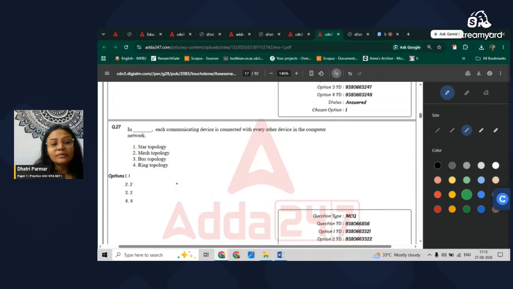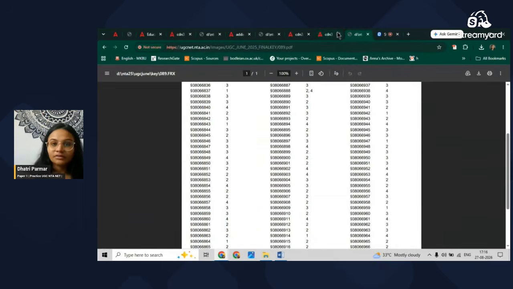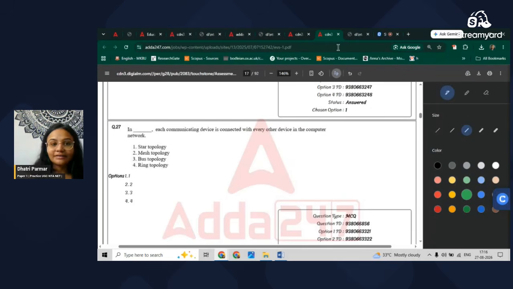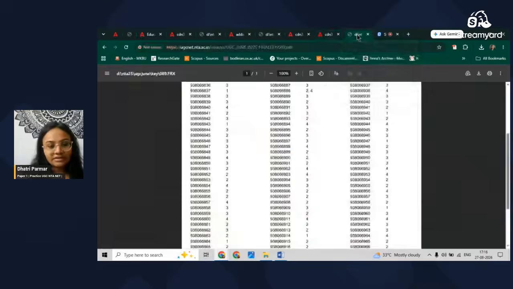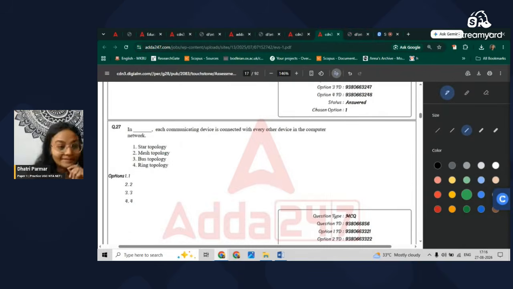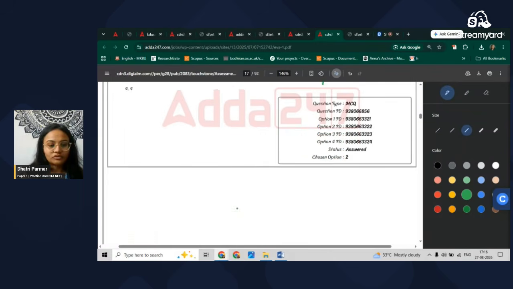In blank, each communicating device is connected with every other device in the computer network, and as far as I know, it is star. Just a minute, let me cross check. The answer is 2, and that is mesh topology. In mesh, each device is connected with every other device in the network, and star is actually at the center, so it is connected to all the parts of the computer. Mesh topology. Moving to the next question.